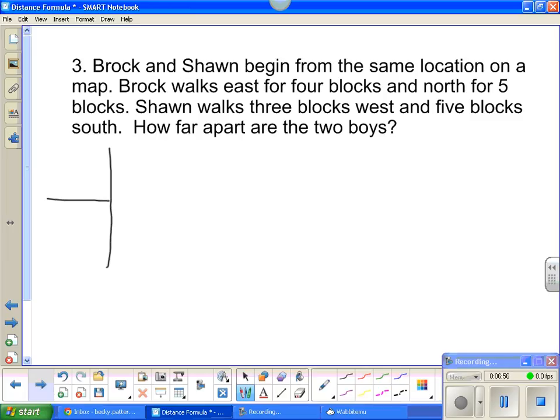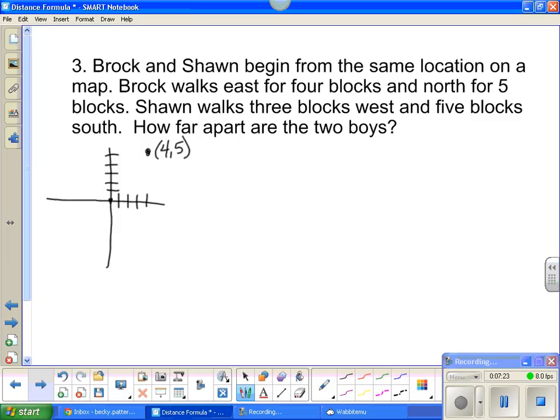Okay, so let's think about this. If this is where they start, such that Brock walks east, well, which way is east? That's to the right. So he walks east for 4 blocks, and then north, so that's up, for 5 blocks. So his coordinates are 4, 5.